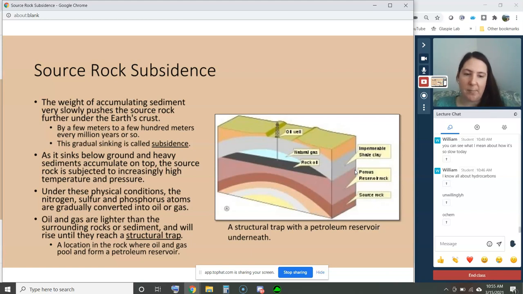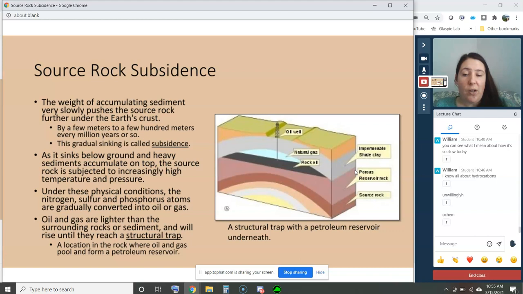So the source rock subsides into the Earth's surface, and as it sinks below ground and the heavy sediments accumulate on top, the source rock gets subjected to increasingly high temperature and pressure. Under these high temperatures and pressures, the nitrogen, sulfur, and phosphorus atoms are gradually converted into oil or gas.